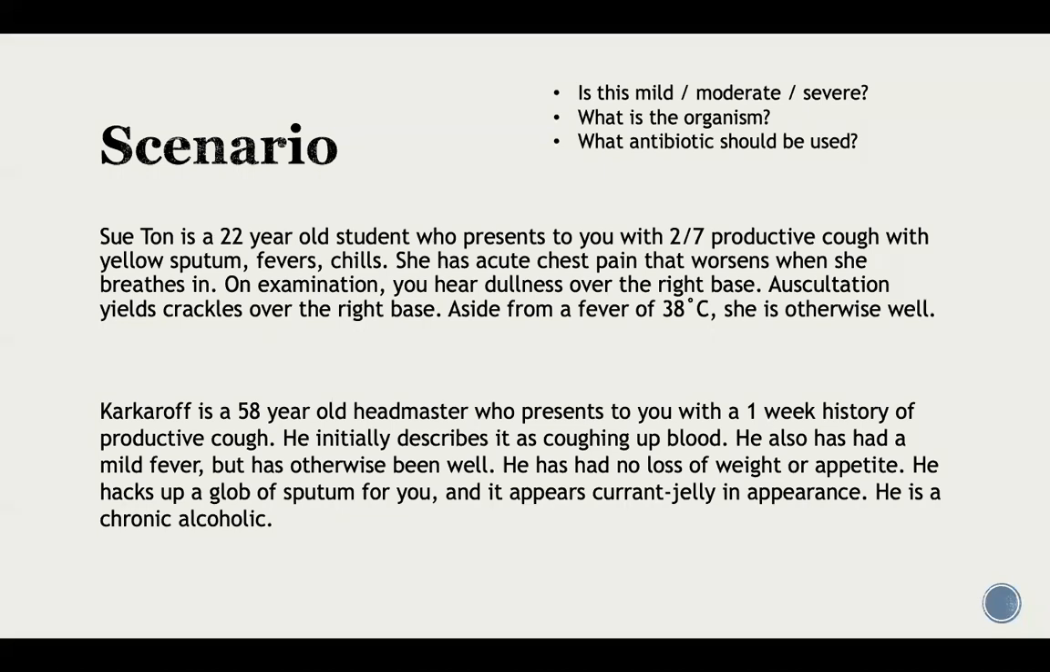Okay, Sue Ton is a 22-year-old female who's presented with 2 days of cough, and otherwise well. So this is generally well, and she's got an infection. What sort of bug do you think she's got? Okay, first, is it mild or moderate or severe? She's mild, I think, because she's otherwise well. Might be wrong.